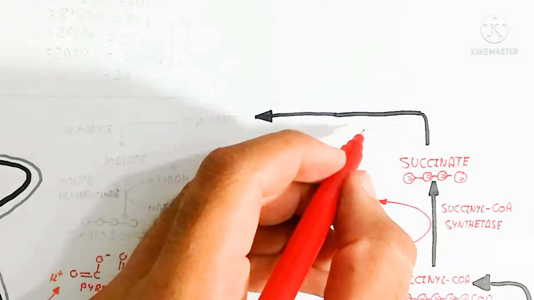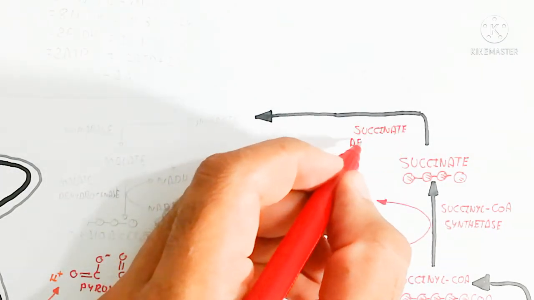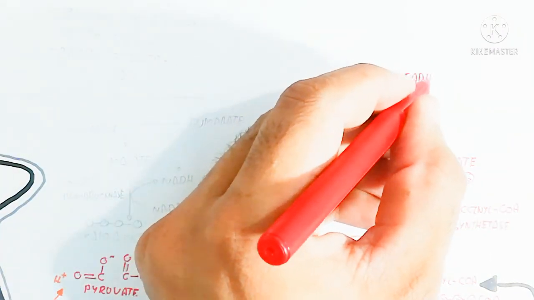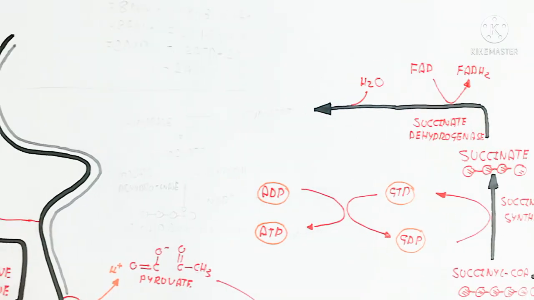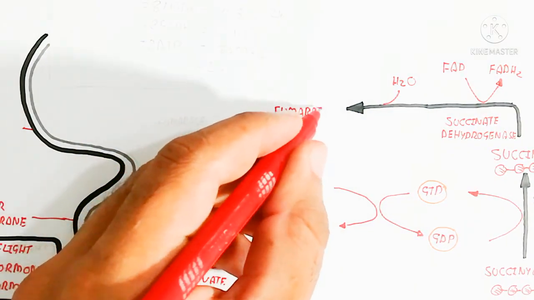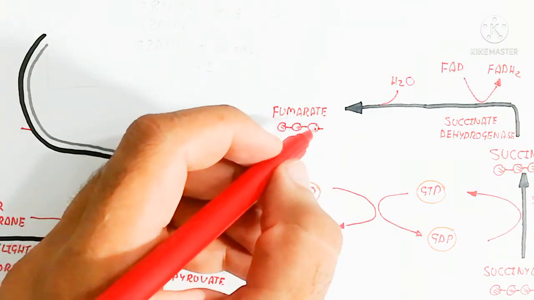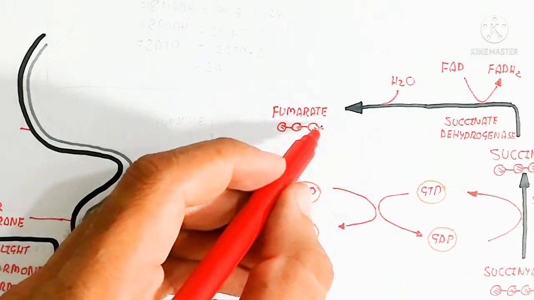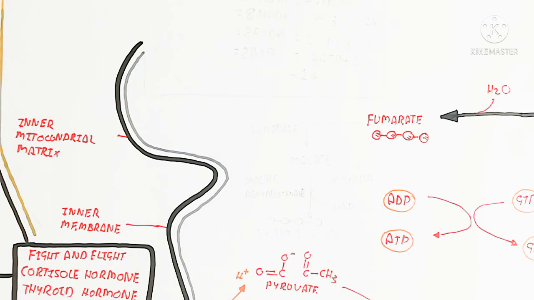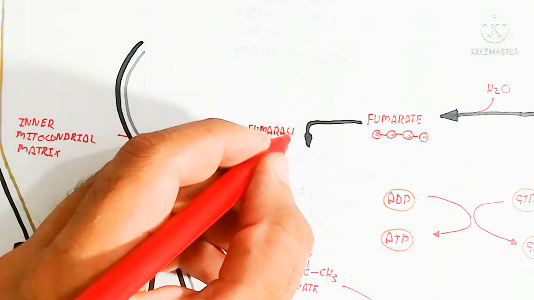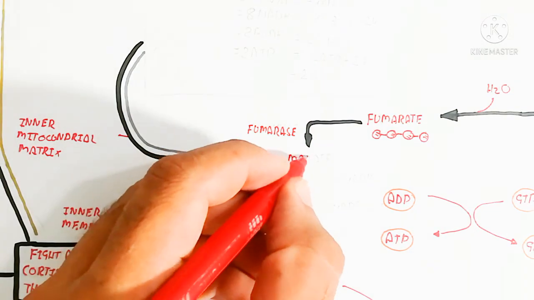Here succinate will be formed after the succinyl CoA synthetase enzyme acts, and this succinate is converted into fumarate in the presence of water, and FAD will be reduced into FADH2. The succinate dehydrogenase enzyme is used, and succinate dehydrogenase is also part of the electron transport chain. We will discuss that later.